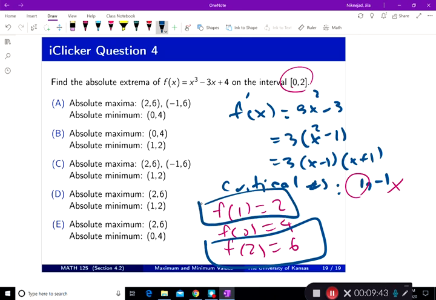And let's go back in here. This tells me that the point (1, 2) is the minimum, and (2, 6) is the maximum, and D is the answer.